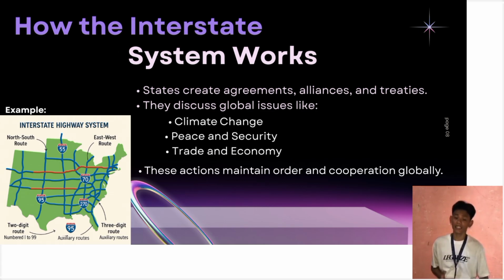States create agreements, alliances, and treaties. They also discuss global issues like climate change, peace and security, trade and economy. So this action maintains order and cooperation globally. In short, the interstate system works by allowing countries to stay independent but still connected and cooperative with one another.